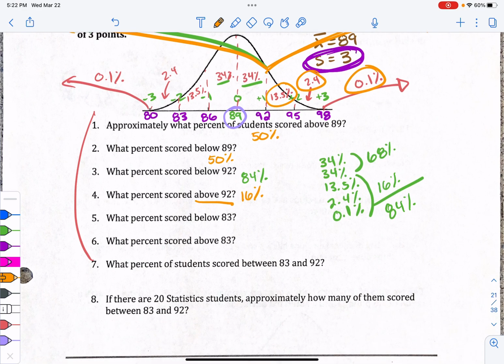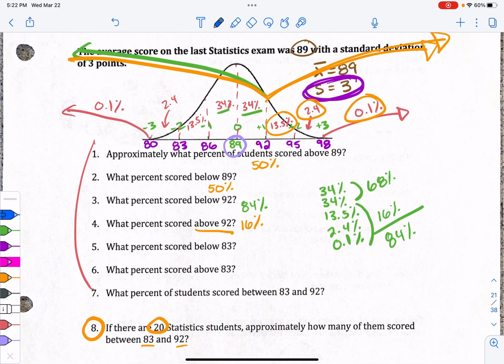Okay. Last one, let's do number 8 together because that one's kind of tricky. 7 is asking for just the percentage, but 8 we have to do a little bit more work on. So let's talk about that. There are 20 students in stats. Okay. Approximately how many of them scored between an 83 and a 92?